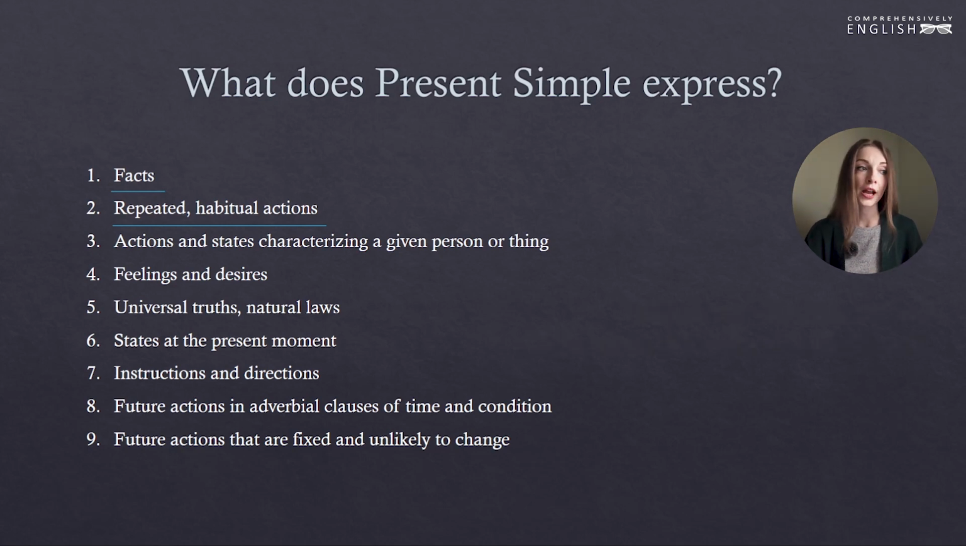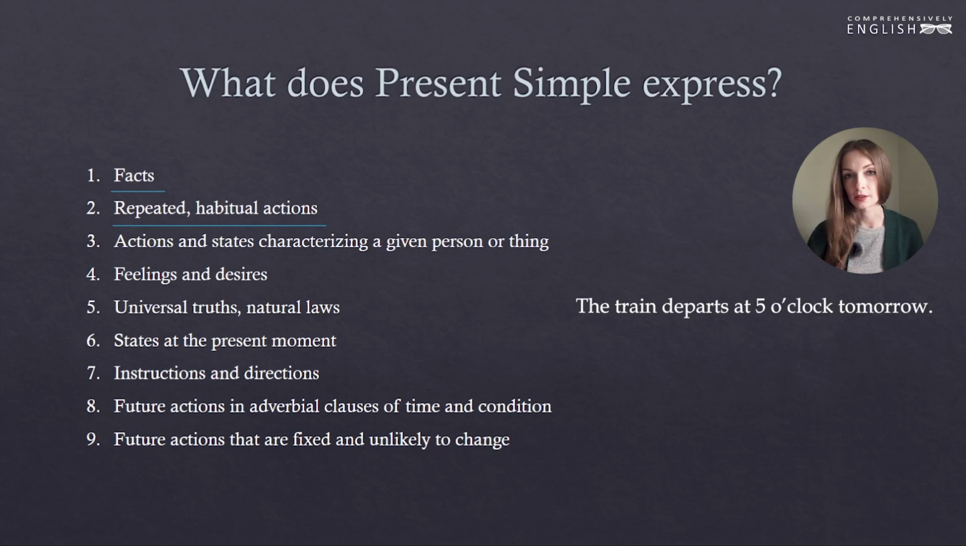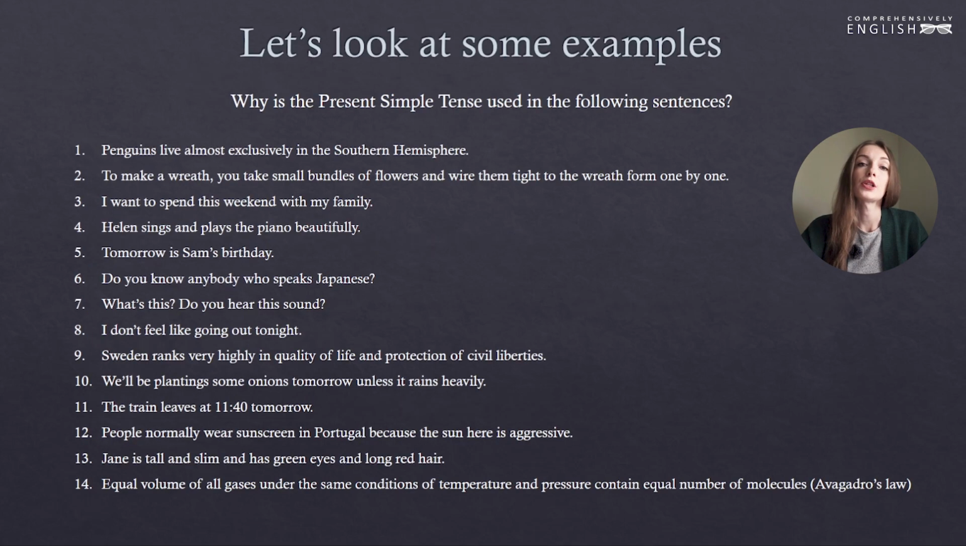Number 9, future actions that are fixed and unlikely to change. That's when we speak about timetables and schedules, mostly about transport. For example, the train departs at 5 o'clock tomorrow. Now let's look at some examples and explain to ourselves why the present simple tense is used in each of them. First, penguins live almost exclusively in the southern hemisphere. Well, that's a fact. They just live there. Yeah, we state a fact.